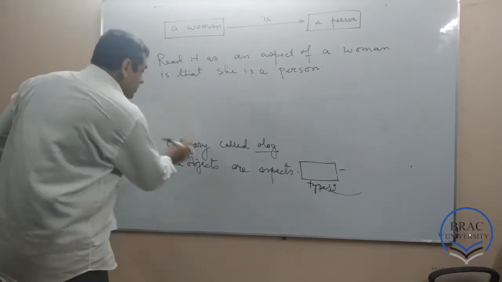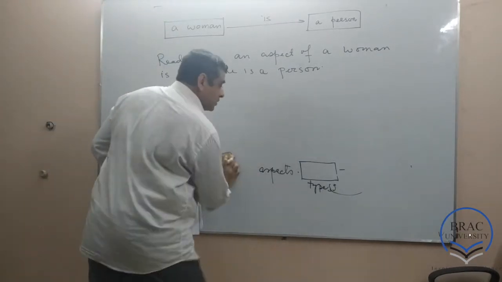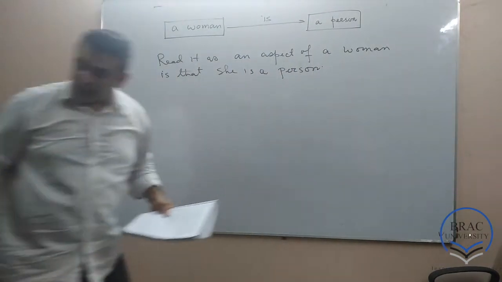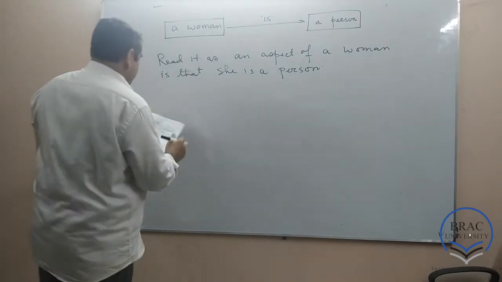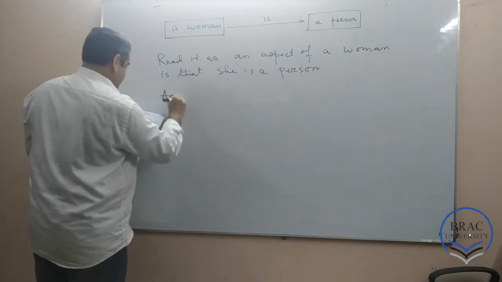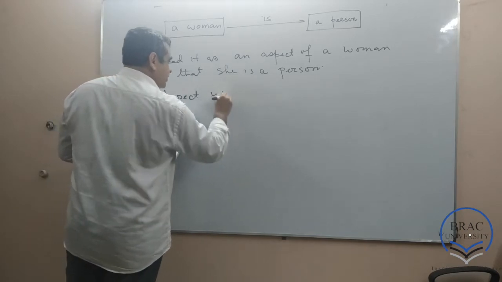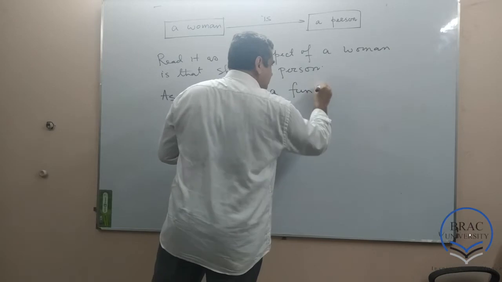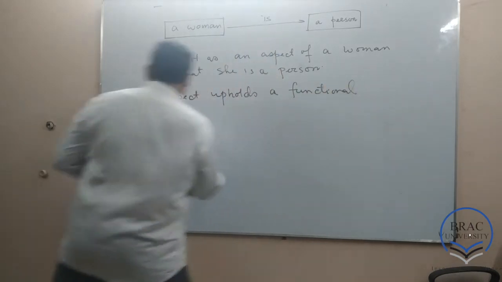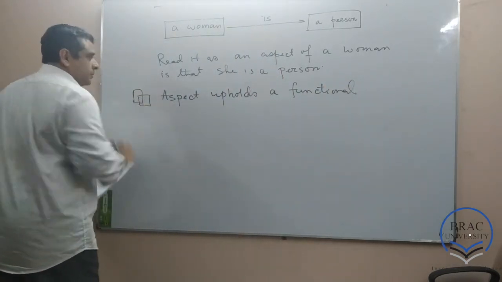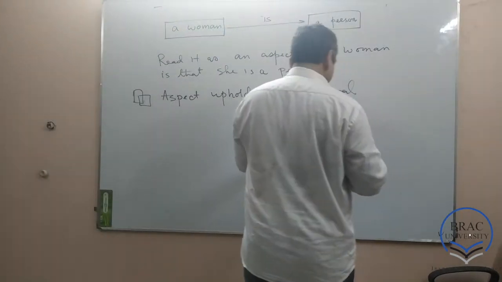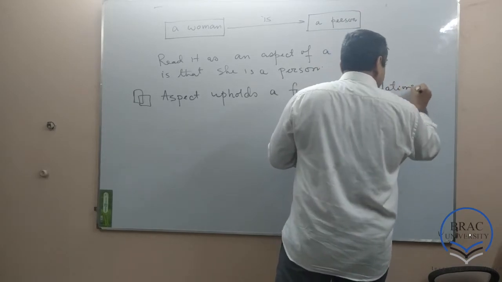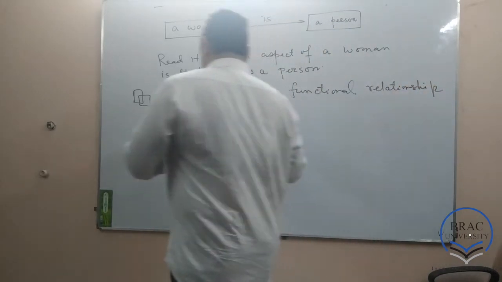Now there is an important feature of aspect that we need to understand. Aspect upholds a functional relation. An important feature: aspect upholds a functional relationship between types.